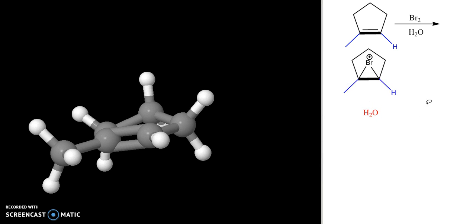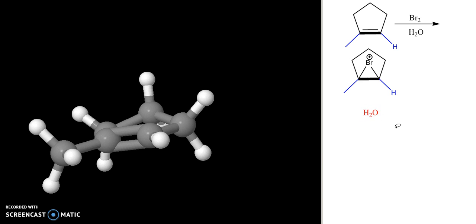The first thing that happens is this bromonium ion forms, where the bromine is bridging these two carbons, the ones that used to be part of the double bond, and there is a positive charge spread out over the three atoms in this ring. The water is going to come in and react with one of these two carbons. The question is, which of these two carbons is it going to react with?